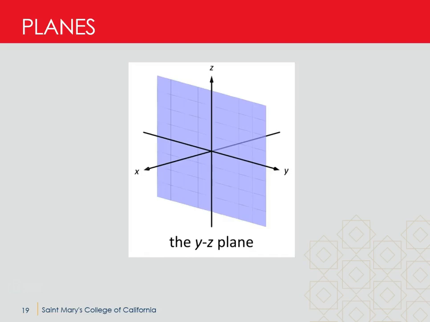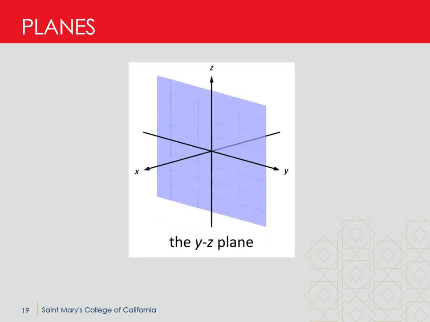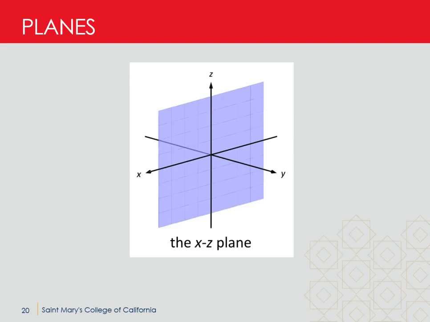Similarly, we can find the YZ plane. So this is all the points where X equals 0. And we can find the XZ plane, that's all the points where Y equals 0. So those are our three standard planes, but we're not restricted to those, we can have any other plane.